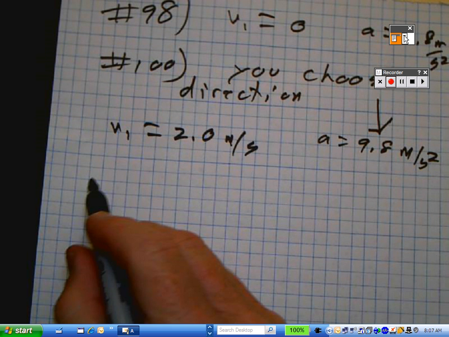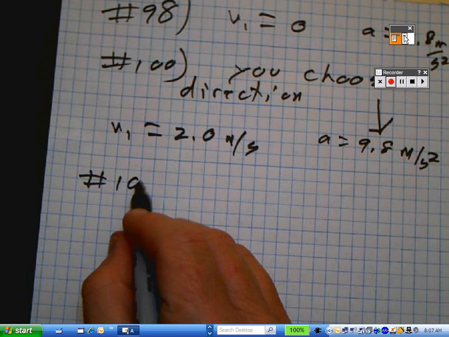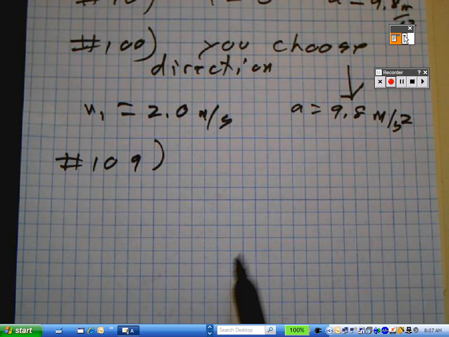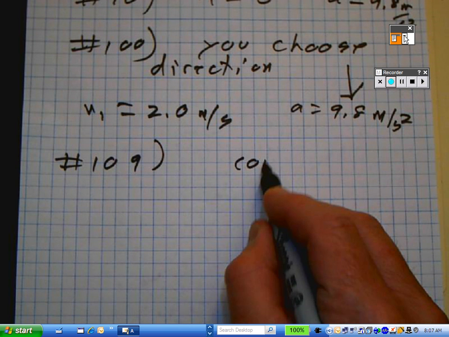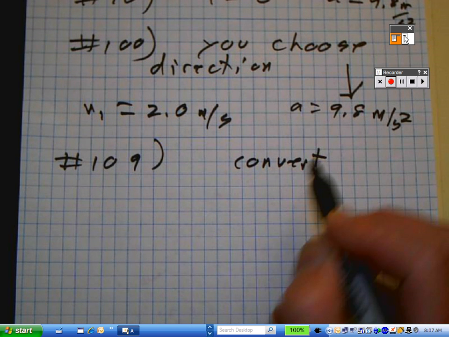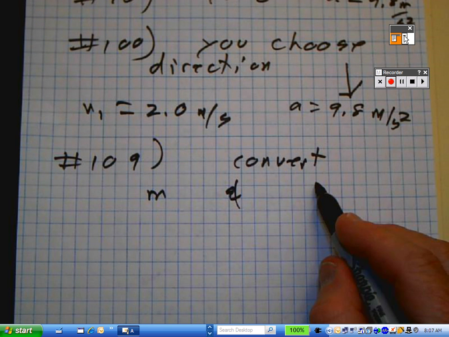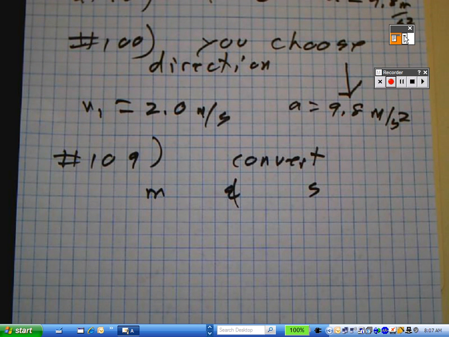And one final hint on number 109. It gives you 3.5 kilometers per second and 2.0 centimeters. Convert. All the time you want to have things in meters and seconds. And then the rest of it falls in place nicely. I hope you enjoy the assignment.